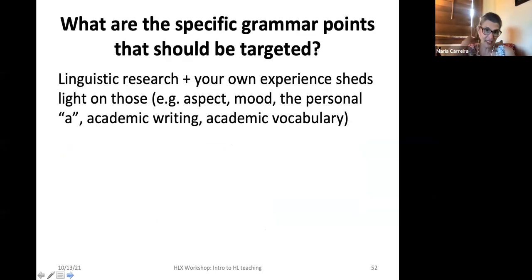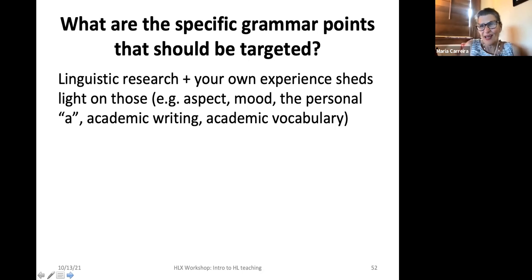Okay, so what are those specific grammar points? I have some of those listed there for Spanish, but what I really want to tell you, and I've read the research literature, you as teachers know really well what your learners can't do. You're experienced, you've seen enough essays, you've heard them enough to know what they cannot do. So you can always turn to the literature to get more details, but if you keep your eyes open and you listen, you will be very good after a certain period of time at making a list.